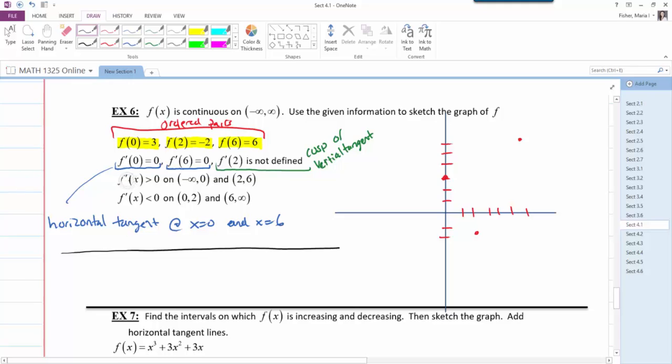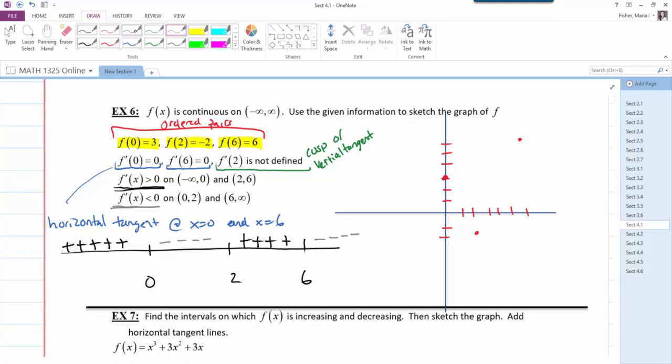It tells us that our function is increasing, since the first derivative is greater than 0, on the intervals from negative infinity to 0 and from 2 to 6. And then it tells us that our function is decreasing, because the first derivative is less than 0, on the intervals from 0 to 2 and 6 to positive infinity.